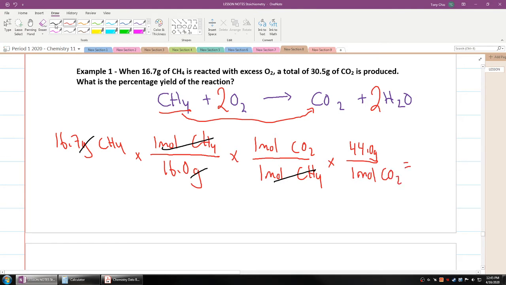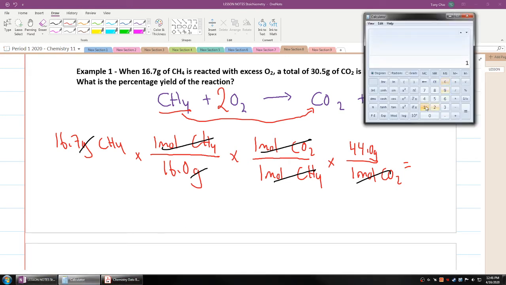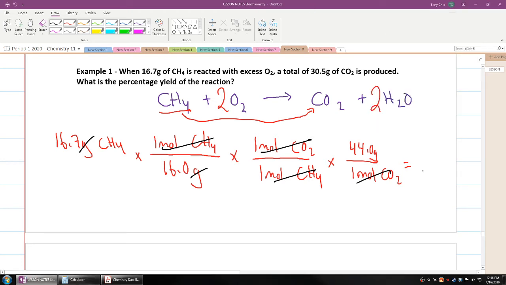So now we're going to find what mass of CO2 theoretically we should have calculated. So if you punch it in your calculator, 16.7 divided by 16 times 1 divided by 1 times 44, we should have theoretically found that the mass should have been 45.925 grams. 45.925 grams. This is your theoretical.